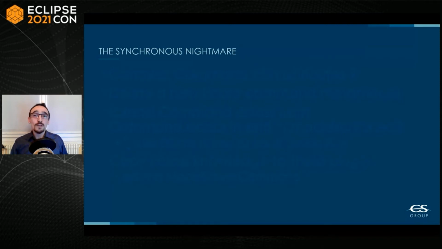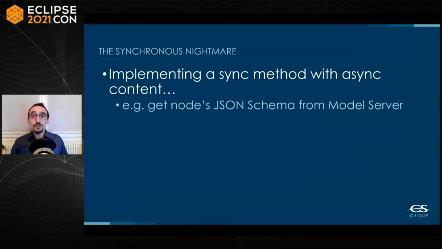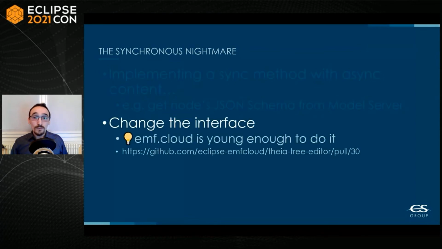Now, what I call the synchronous nightmare. It occurs when you must implement a synchronized method returning information you get asynchronously. So the two interfaces can't match. The easy way to solve it is just by changing the interface you implement with a MaybePromise from Theia. EMFcloud is still young enough, so you can do it whenever it makes sense. Here's an example of a pull request where I did so.